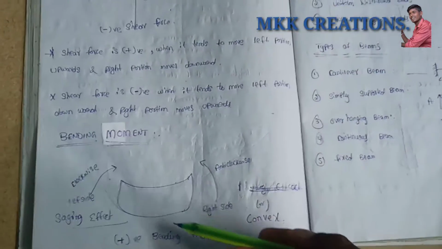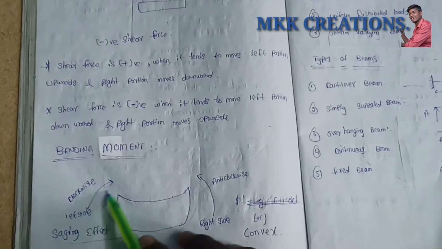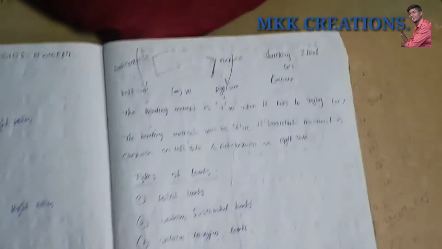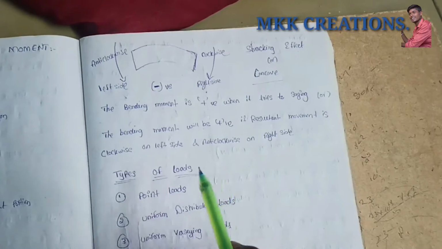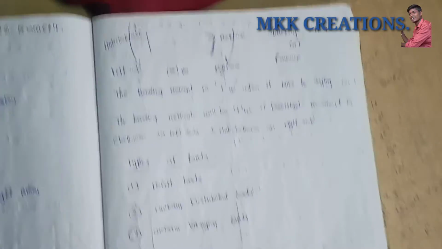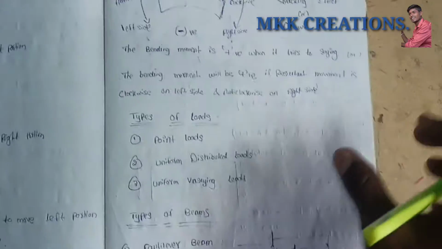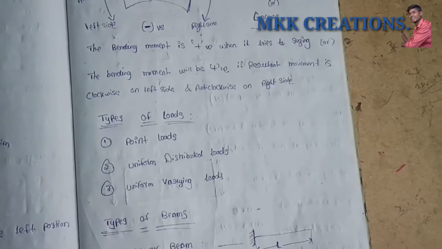Like this, the opposite applies. See the positions and how it is moving. According to that, we want to identify whether it is positive or negative. After that, types of loads. We are deriving derivations for that.